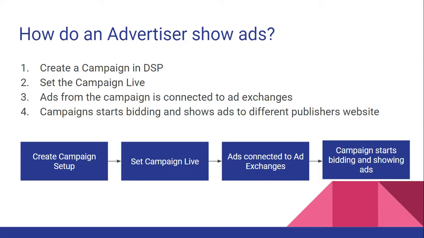Now, if you're an advertiser, you might be thinking how to get to the part where you can start showing ads. So, what you have to do is you choose your platform and then create campaigns. So you create a campaign in a DSP, that's demand side platform. Remember, that's the platform that you use. And as soon as you create a campaign and set it live, the campaign is connected to ad exchanges. Once it's connected to ad exchanges, the campaign starts bidding and starts showing ads.